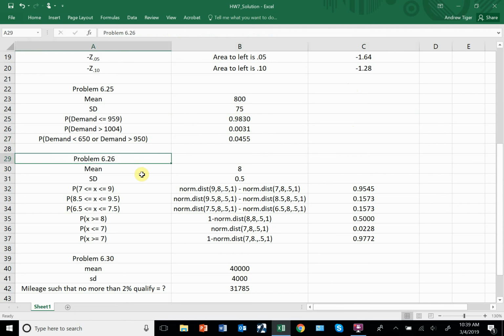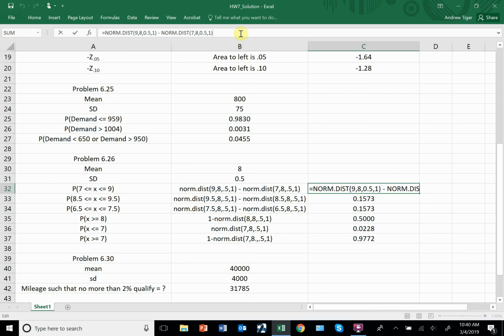Problem 626, they give you the mean and the standard deviation of 0.5. They want to find the area between 7 and 9. This is the formula to do it. I'm not referencing the mean and the standard deviation like I should, but that's the formula to do it. The area between is take the area to the left of 9 and subtract the little area to the left of 7. And you do that for all three of those. Something like that. And then you just change the numbers.